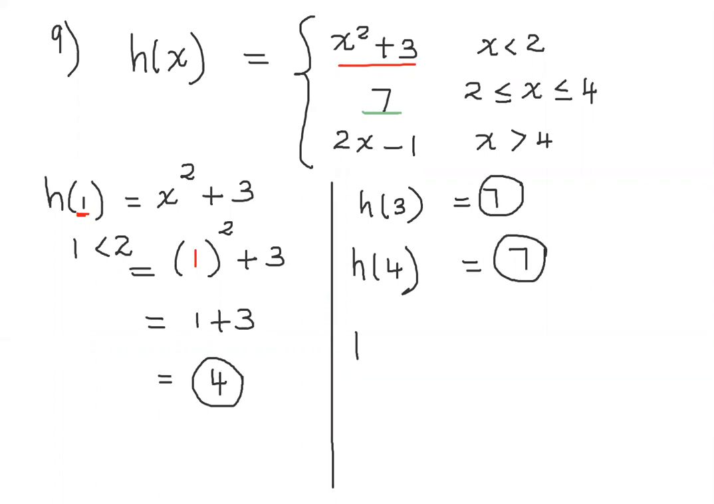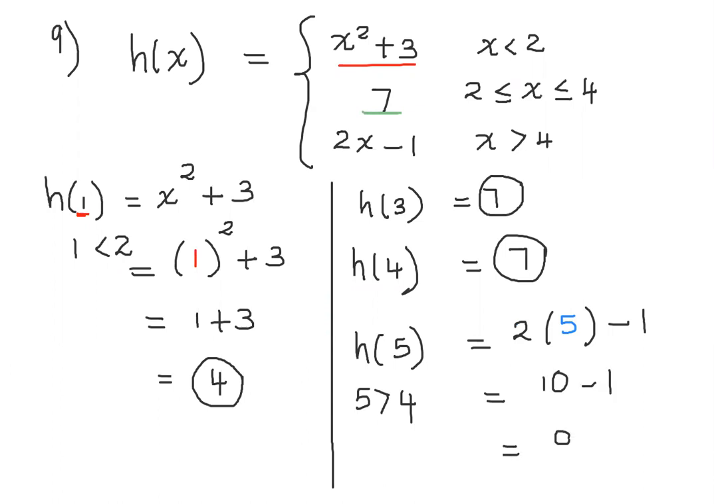And the last part in this one is h of 5. 5 is greater than 4. So that means it belongs to the last one, which is 2x minus 1. So we're going to use the last function. So 2 times 5 is 10 minus 1. So the answer is just 9.